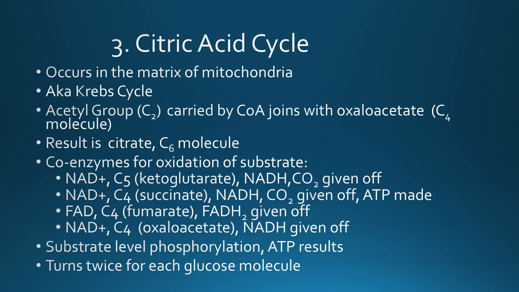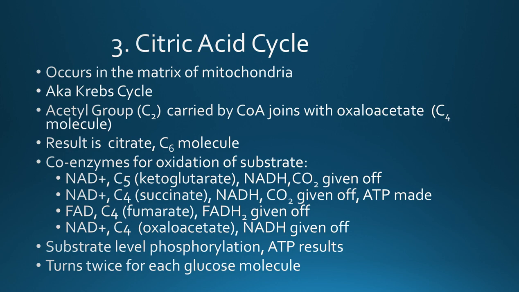This citrate is going to get worked on by all of these coenzymes. The citrate is going to be oxidized. The coenzymes are going to be reduced. So NAD is reduced to NADH. That 6-carbon molecule becomes a 5-carbon molecule called ketoglutarate. Carbon dioxide is given off. And then NAD works on that 5-carbon molecule and turns it into a 4-carbon molecule. Our result is an NADH, a CO2, and an ATP.